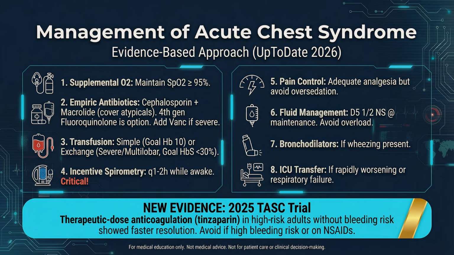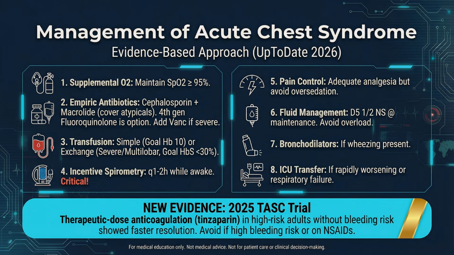Third, transfusion therapy. For mild to moderate cases, a simple transfusion with a goal hemoglobin of 10 is appropriate. For severe or rapidly progressing disease, you must move to an exchange transfusion with a goal of getting the hemoglobin S level below 30%. Fourth, incentive spirometry every 1 to 2 hours is non-negotiable. Fifth, aggressive pain control is needed, but you must avoid oversedation, which can worsen hypoventilation. And finally, careful fluid management to maintain euvolemia and avoid overload.